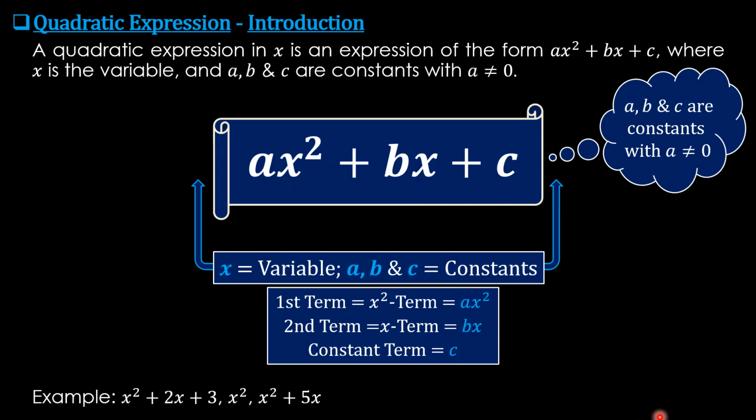Example: x square plus 2x plus 3, x square plus 5x, all these are quadratic expressions. As we have already mentioned in the previous video, all these are quadratic expressions because the highest power in these expressions is 2, always 2. So here x square plus 2x plus 3, the highest power of the variable is 2. In this one also x square only, the highest power is 2, although there is no x term or constant term. Again in this third one, again highest power of x is 2, that's why it is a quadratic expression.